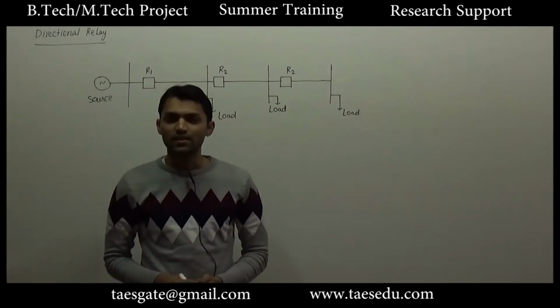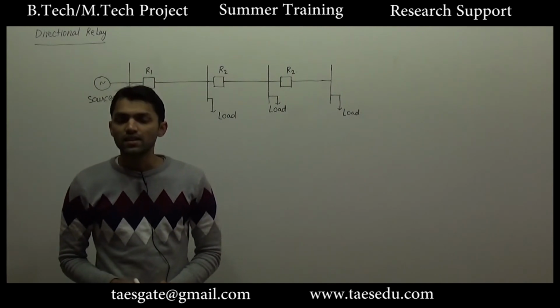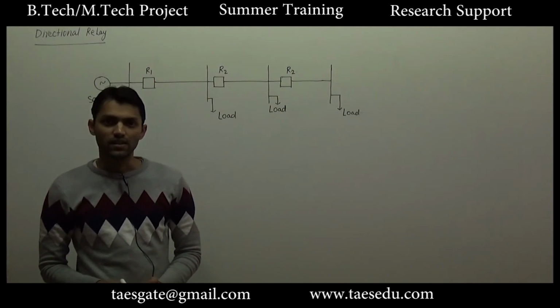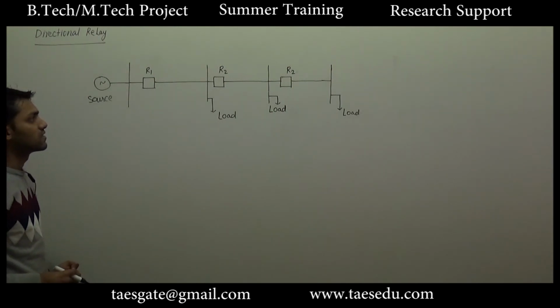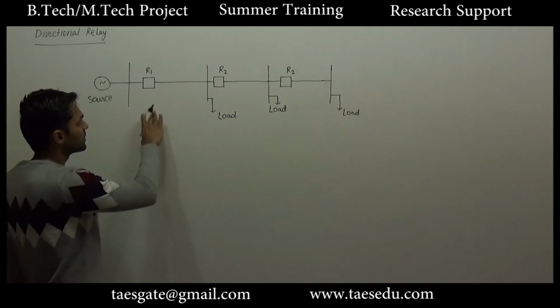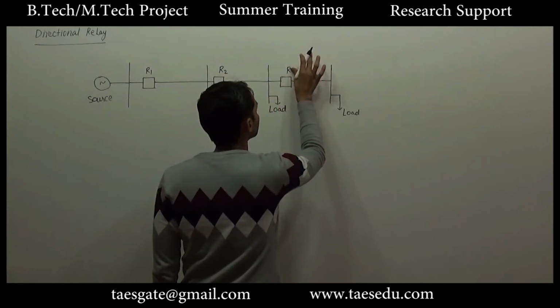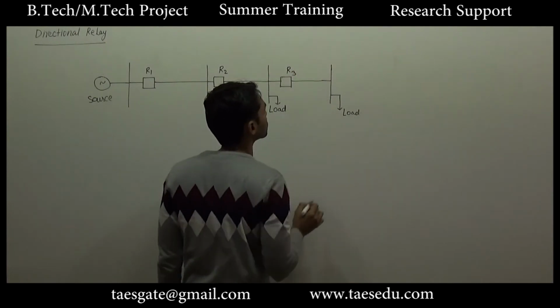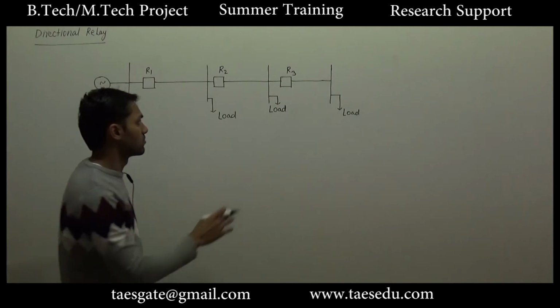Hello friends, in this lecture we will study directional relay. Before studying the principle of directional relay, let us consider the radial distribution system with single source that we have studied in overcurrent relay. So in this radial system there are three relays connected, R1, R2 and R3, and these buses will provide power supply to the load.